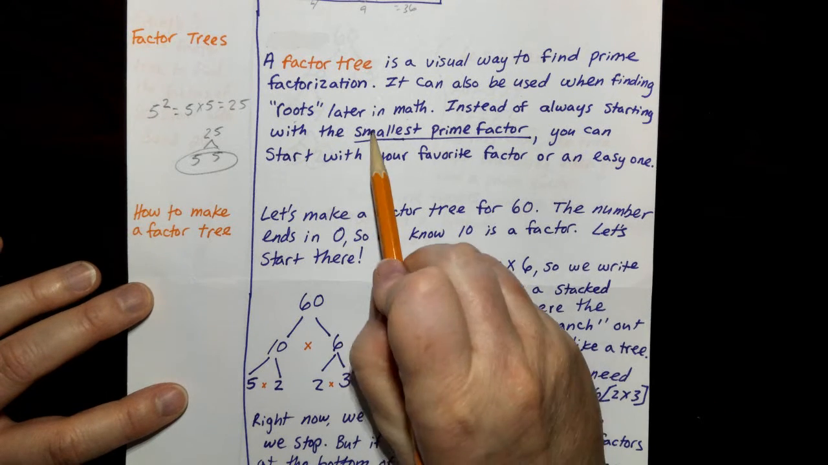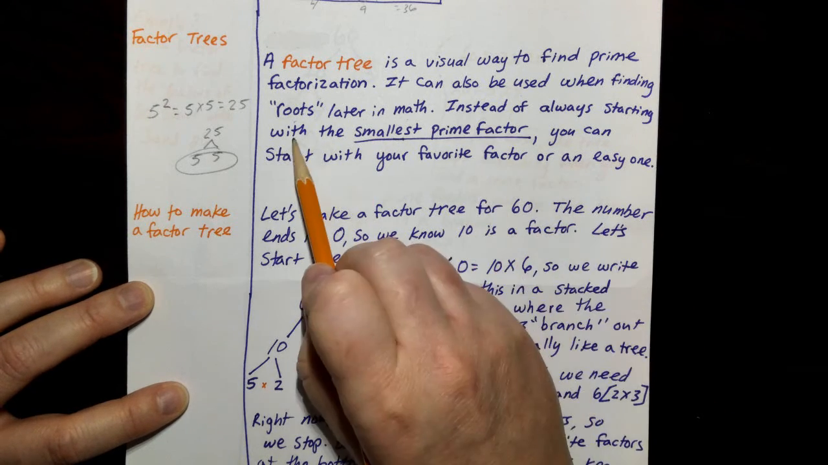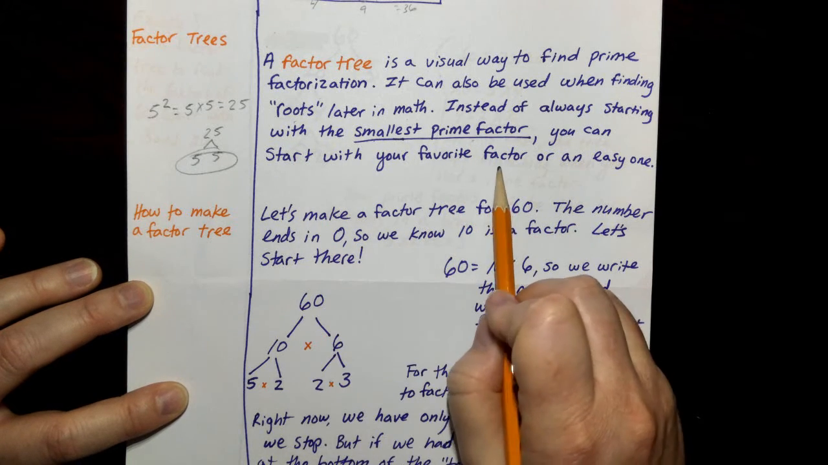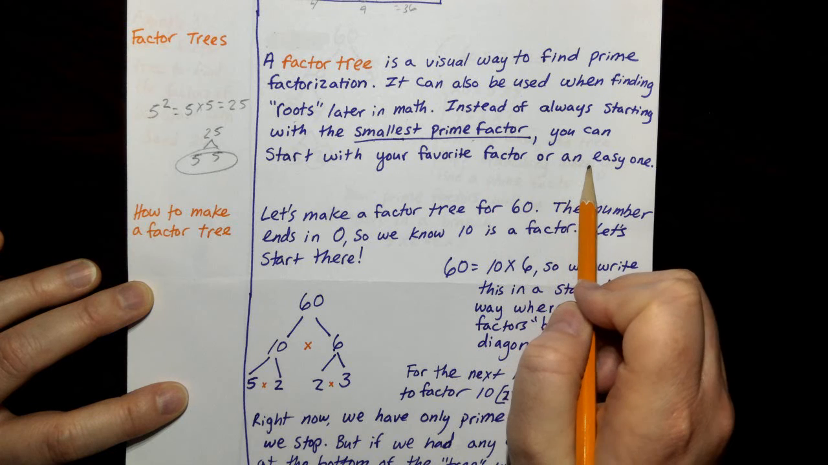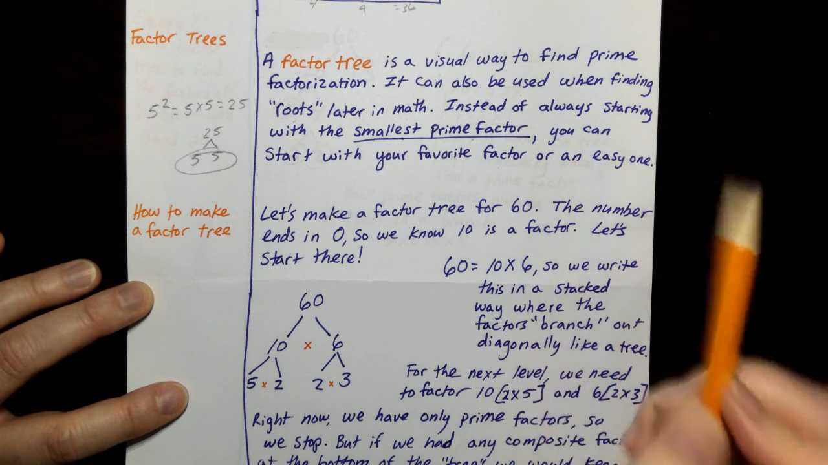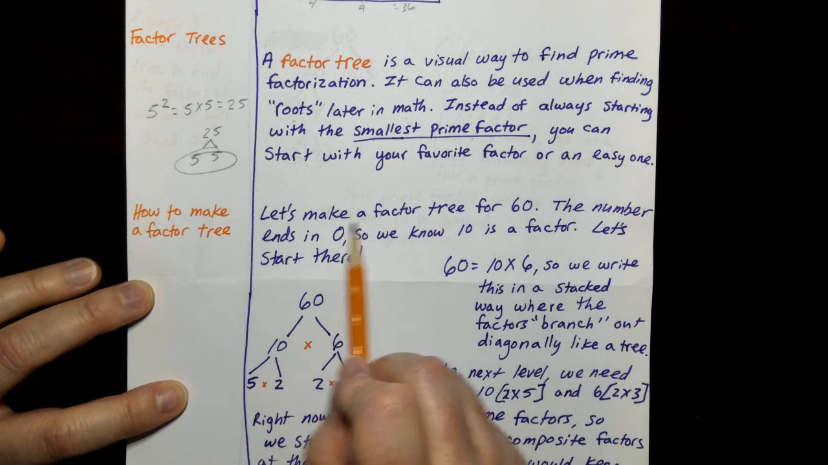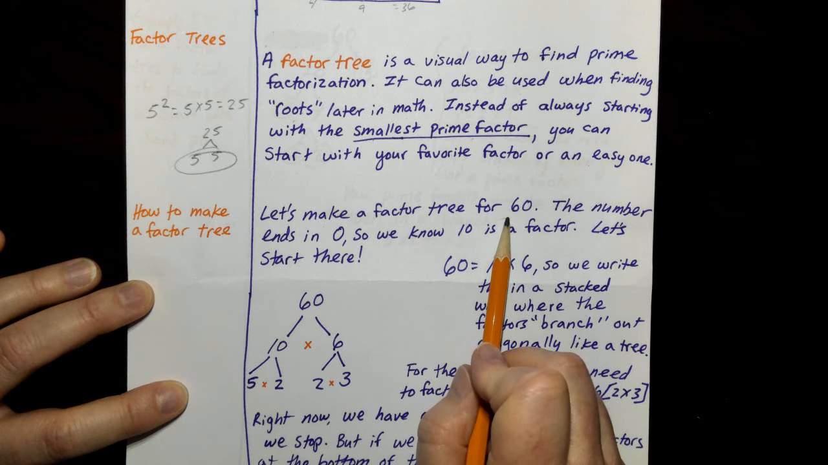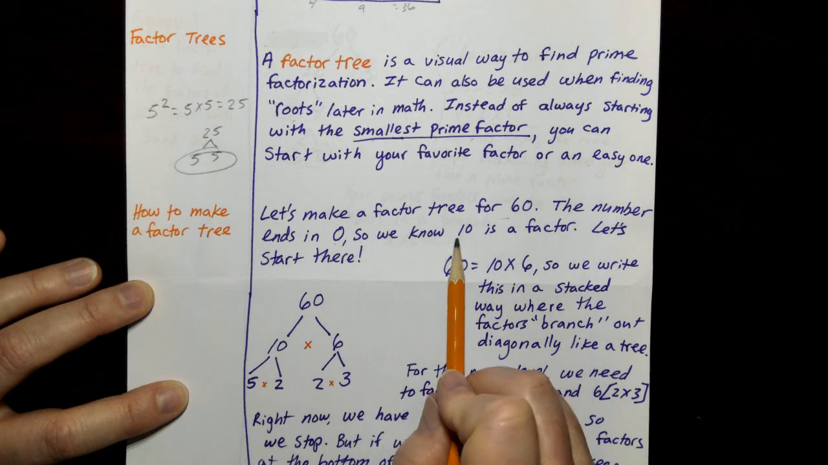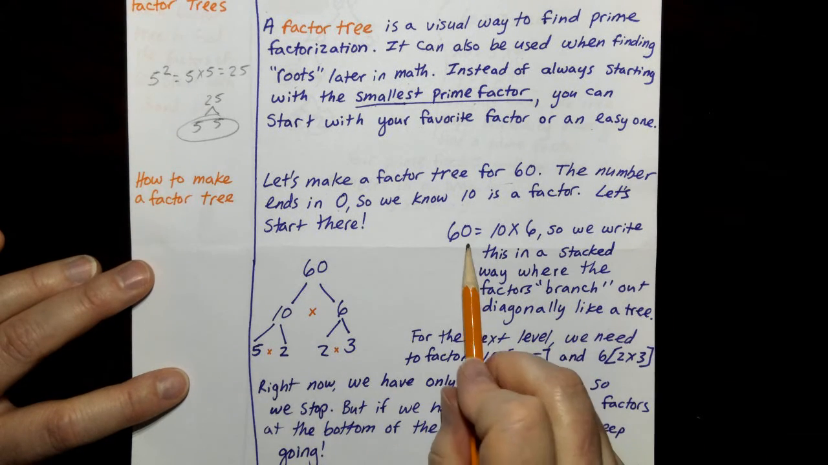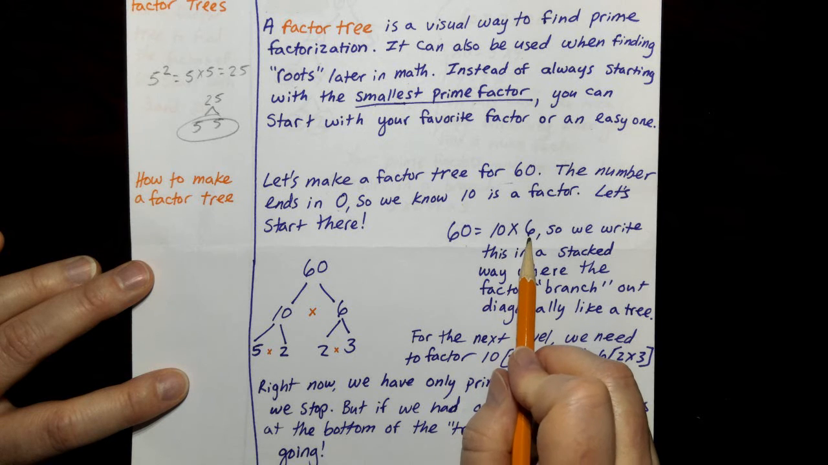So instead of always starting with the smallest prime factor, you can start with your favorite factor or an easy one. It doesn't even have to be prime. So, how to make a factor tree. Let's make a factor tree for 60. The number ends in 0, so we know 10 is a factor. Let's start there. So 60 is equal to 10 times 6.